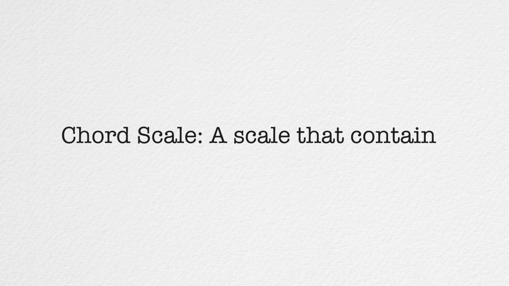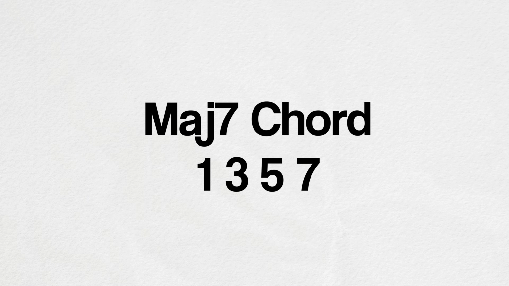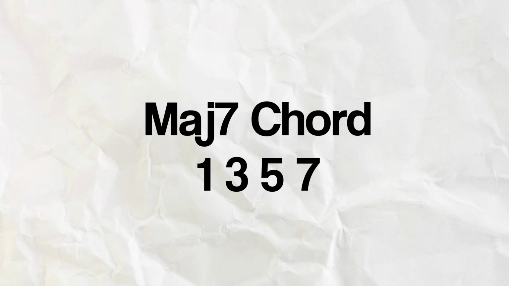Part 1. What are chord scales? A chord scale is simply a scale that outlines or contains all the notes of a specific chord, often with a few extra color tones to give the character. Let's take the C major 7 chord. The chord tones are 1, 3, 5, and 7, and that's more than enough information to know exactly what we're looking for within a scale.